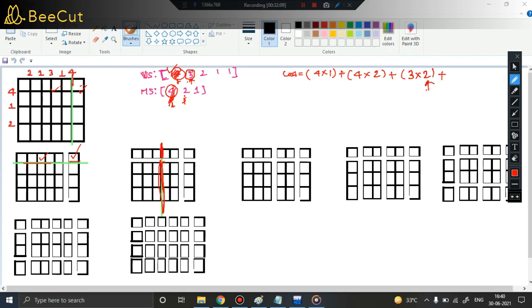Plus, now the J pointer will point to this value, and I is pointing to this. If they are the same, we know that we will pick this edge only, 2. So again I will perform a cut along this edge. When you cut along this edge, the cost will be again 2 into the number of parts vertically, 1 and 2. 2 plus. Now J plus plus means pointing to this one, and I is pointing to 2.